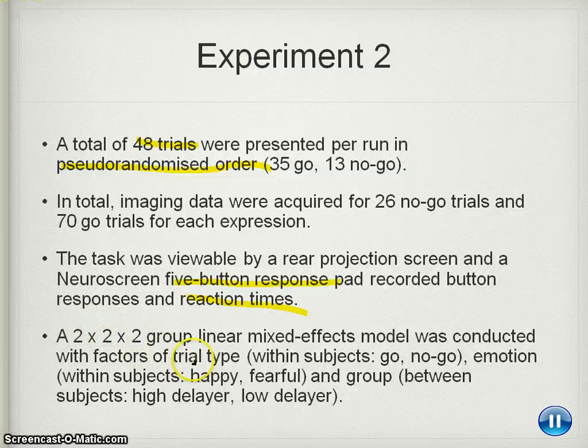So it was a 2x2x2 design, which essentially means go or no go, high or low delayers, and whether it was the fearful or happy faces. It's repeated measures, also known as within subjects, for the go and no go, because they all did both. The emotion, they all did the happy and fearful, but the high or low delayer was between subjects, independent measures, because that was decided when they were 4 years old, so they couldn't run both for each participant. Pause me and have a go at summarising the procedures for experiment 1 and 2.